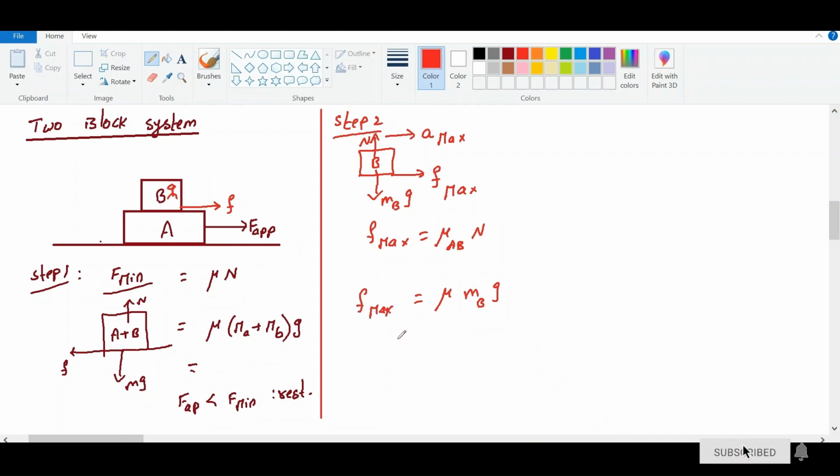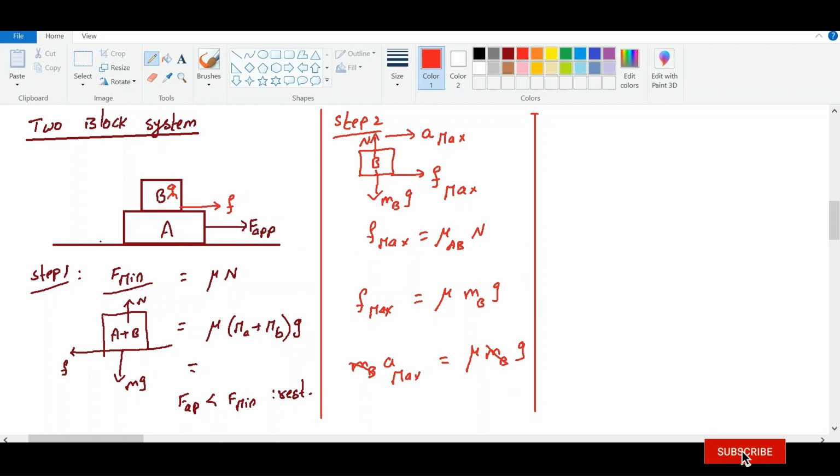This maximum friction produces acceleration in it. So F net is equal to ma: mass of B into maximum acceleration is equal to mu into mass of B into g. MB you can cancel, so you get the maximum acceleration of block B possible. And this is the maximum acceleration of the system. Both will move together.